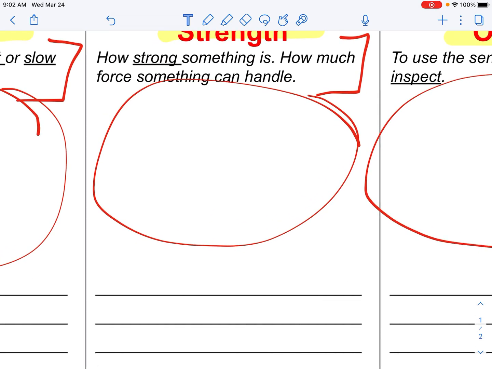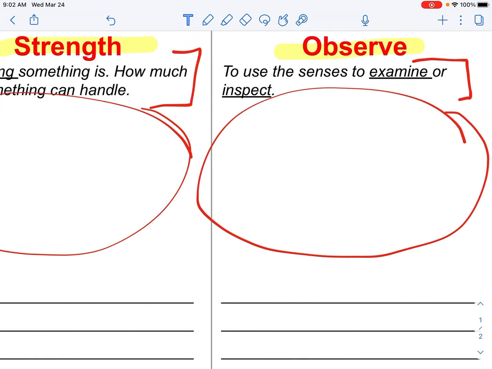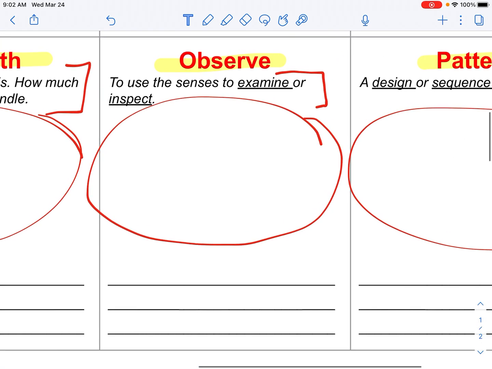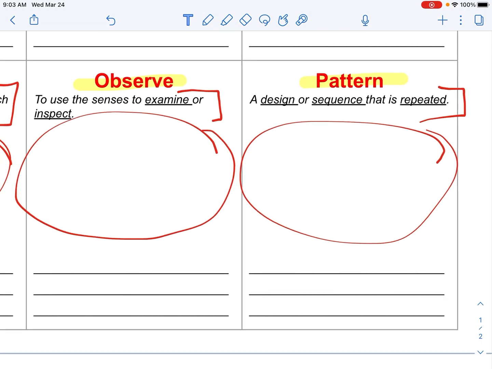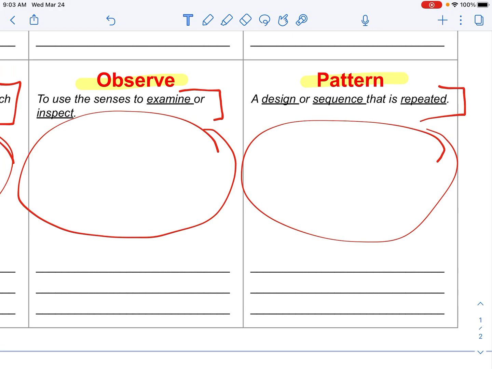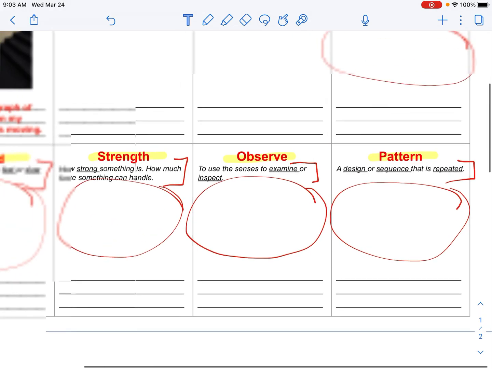How much force it can handle. So find something that's either not very strong or very strong and take a picture of it and then describe it. Observe just means to examine or inspect. So you'll take a picture that shows how somebody might observe or inspect something. And then a pattern is a design or a sequence that's repeated. So you'd find a picture of a pattern and you'd describe it below on those lines.